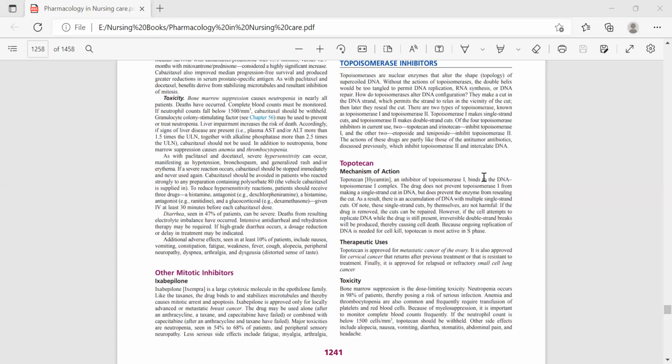Toxicity includes bone marrow suppression. In 98% of patients, neutropenia occurs, and anemia and thrombocytopenia are also common. Because of myelosuppression, we have to monitor the complete blood count, and if the neutrophil count is below 1500 cells per cubic millimeter, topotecan should be stopped. Other side effects include alopecia, nausea, vomiting, diarrhea, stomatitis, abdominal pain, and headache.